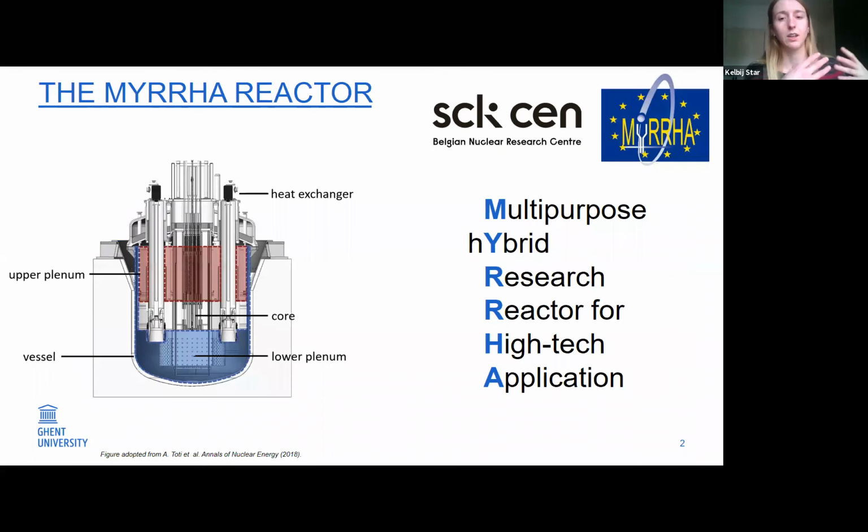On the left, you see a cross-section of the reactor. Over here, you see what they call the primary cooling system. The MIRA facility consists of a pool type reactor containing a core that's cooled by molten lead bismuth eutectic, which is a heavy metal alloy.